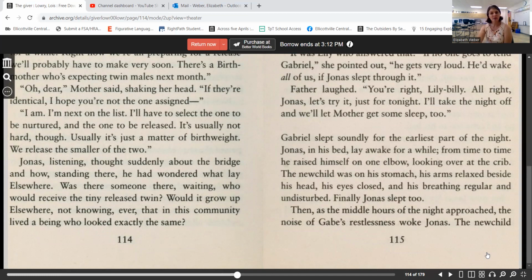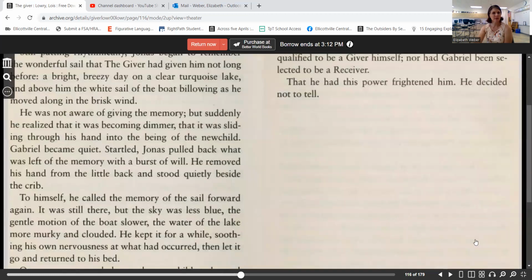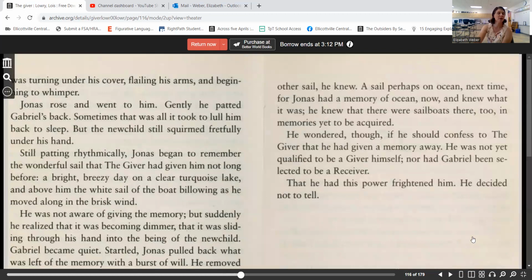Then, as the middle hours of the night approached, the noise of Gabe's restlessness woke Jonas. The new child was turning under his cover, flailing his arms and beginning to whimper. Jonas rose and went to him. Gently, he patted Gabriel's back. Sometimes that was all it took to lull him back to sleep. But the new child still squirmed fretfully under his hand.